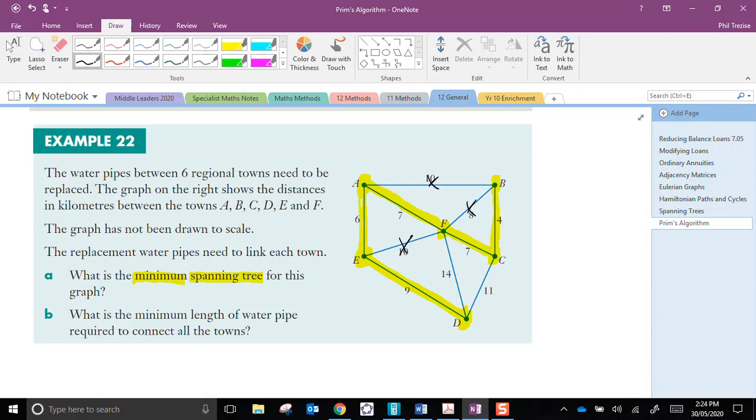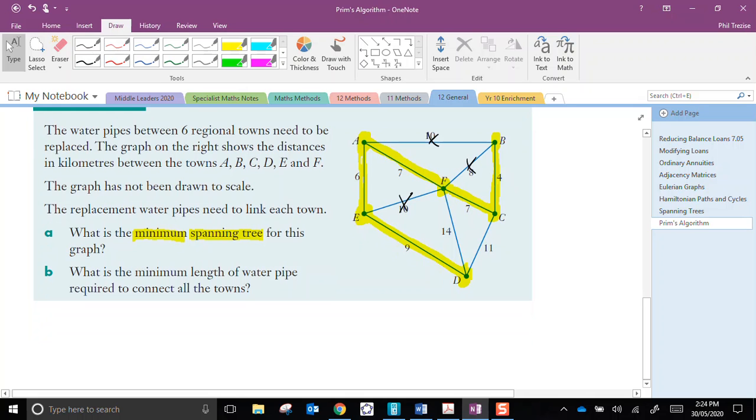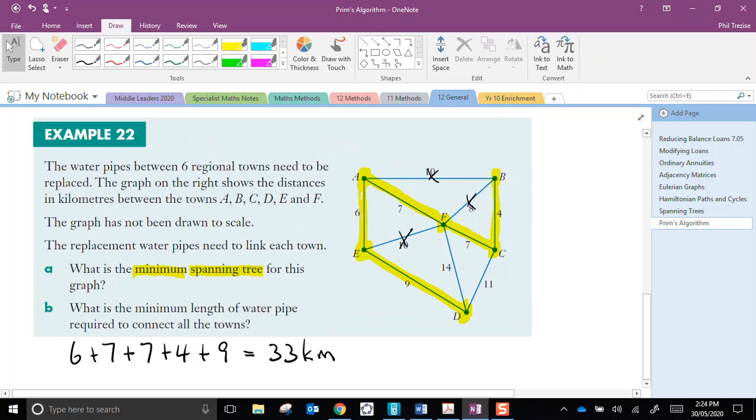Now, in order to find the length of the water pipes, I simply add up the highlighted edges. So what have I got there? A 6 plus a 7 plus another 7 plus a 4 plus a 9. There's 1, 2, 3, 4, 5 edges. Yes. So 6 and 4 are 10. 2 7s are 14. That's 24 plus 9 is 33. And it said the distances were in kilometres, so I will need 33 kilometres worth of water pipe at a minimum to connect these towns.